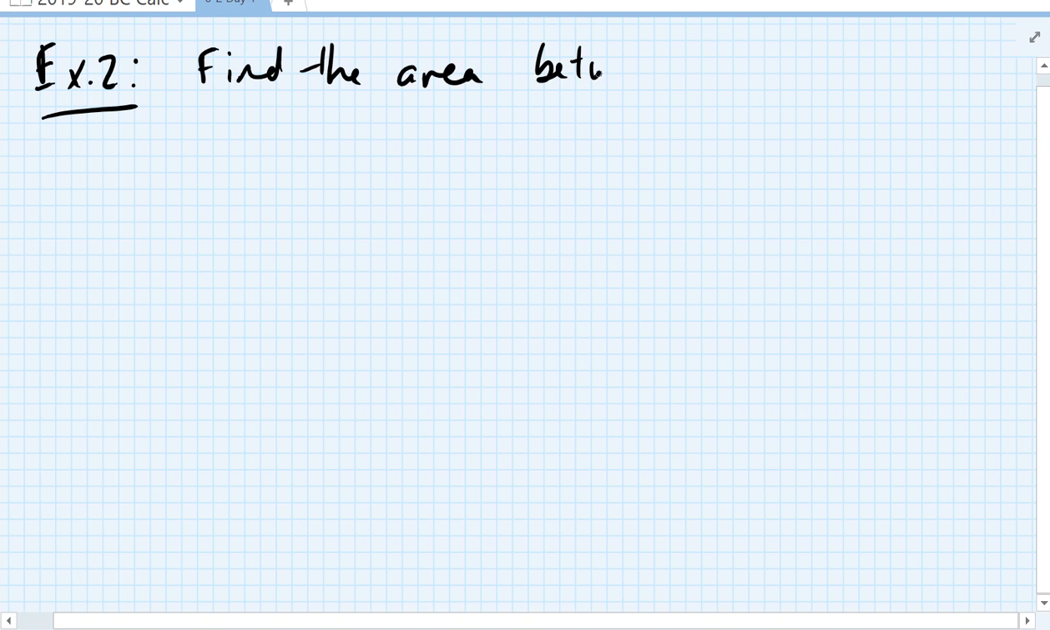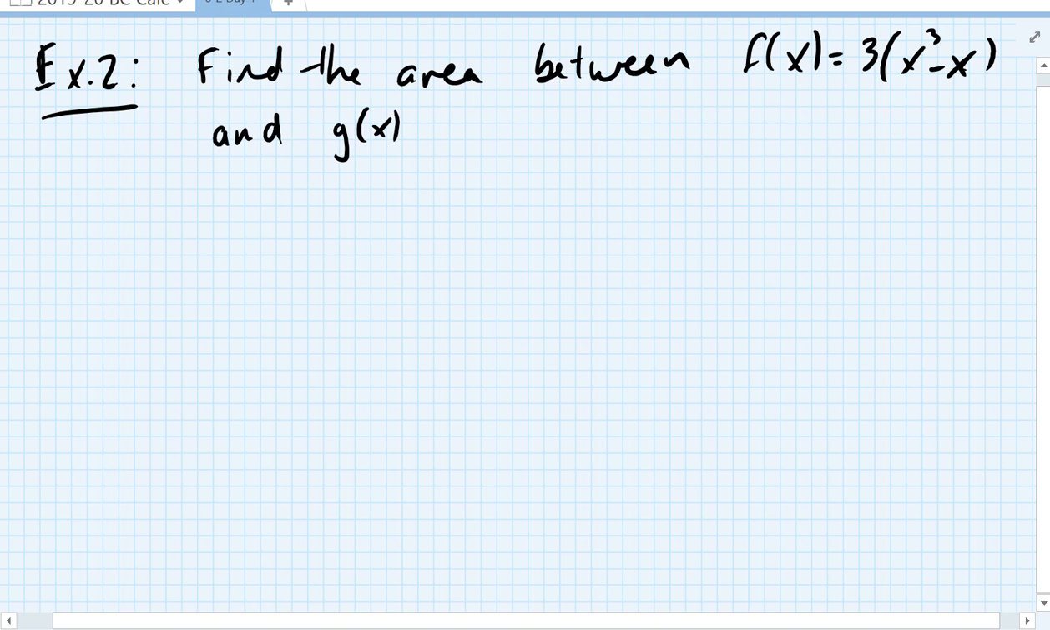For example 2, we're going to find the area between f of x equal to 3x cubed minus x, and I'm going to be nice and we're going to say g of x is equal to 0. But don't get all excited because that's not that great. That's the x-axis, right? So we got to find points of intersection. We're going to set 3x cubed minus x equal to 0.